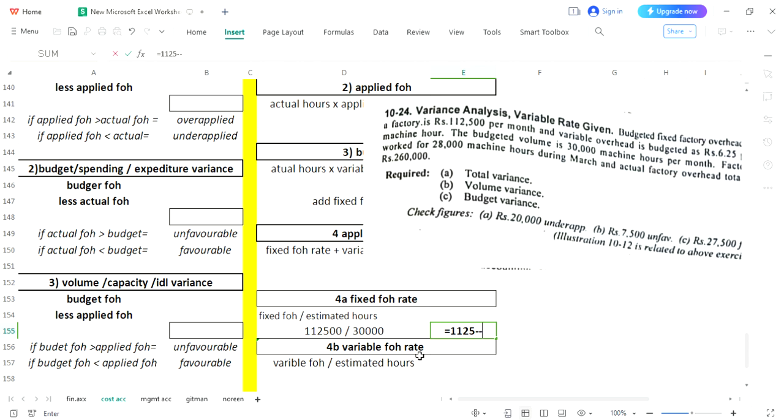1,12,500 would be divided by estimated hours, which are 30,000. So the first rate has been calculated, 3.75, which is the fixed FH rate.